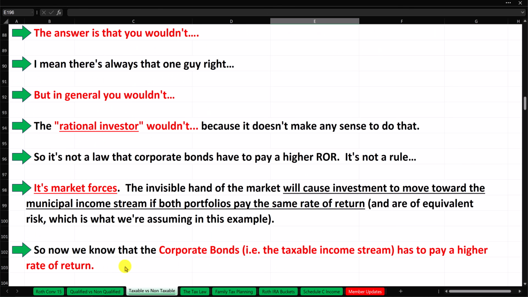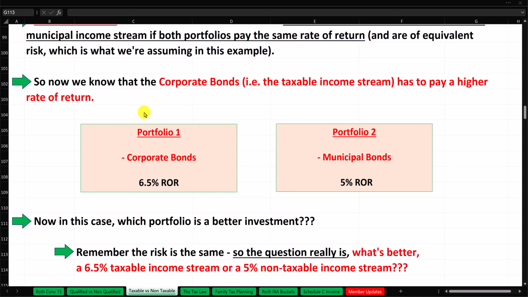So now we know that the corporate bonds, i.e. the taxable income stream, has to pay a higher rate of return. So with that in mind, let's say that portfolio 1 with the corporate bonds is paying a 6.5% rate of return, and portfolio 2 over here with the municipal bonds is paying a 5% rate of return. Now in that case, which portfolio is a better investment?